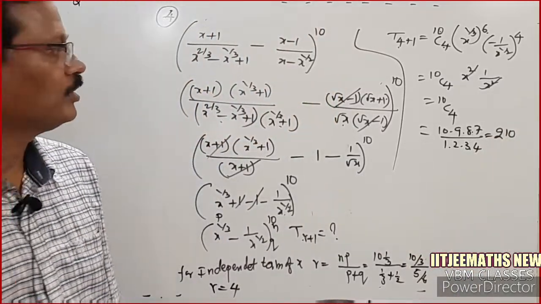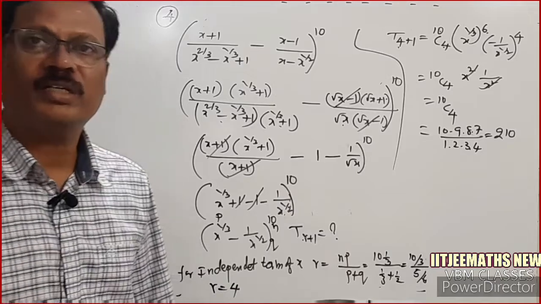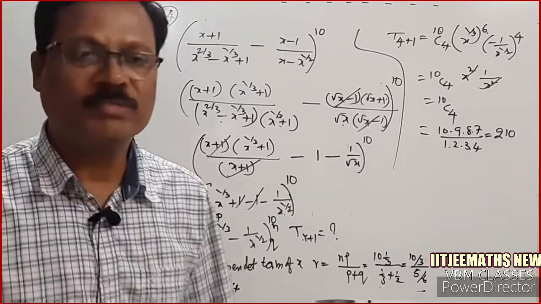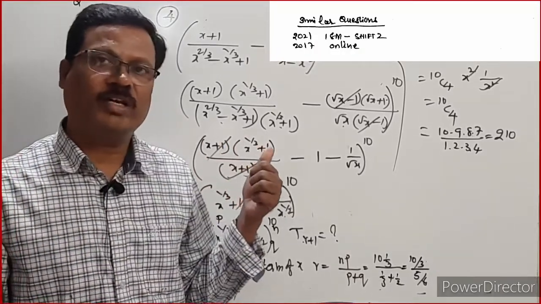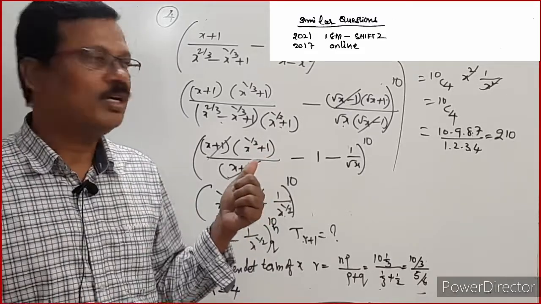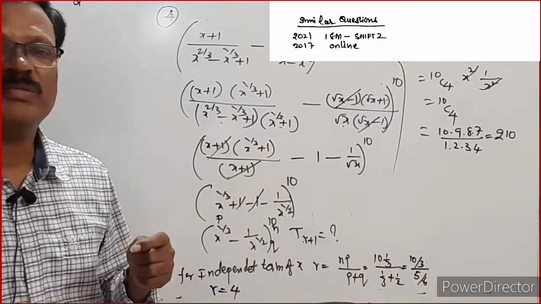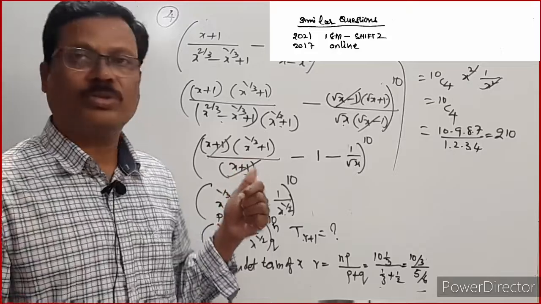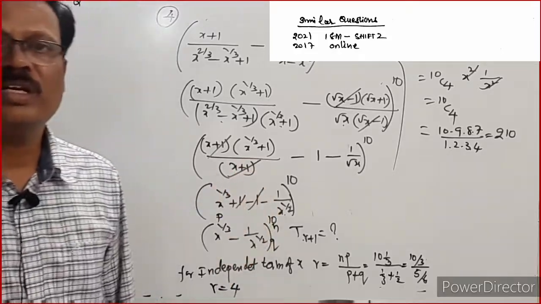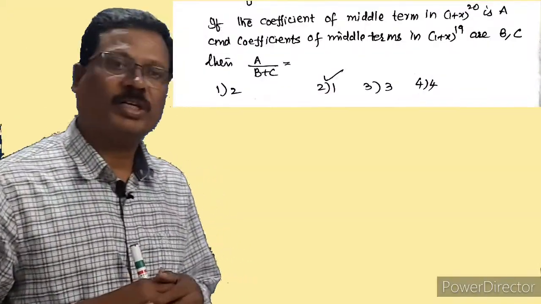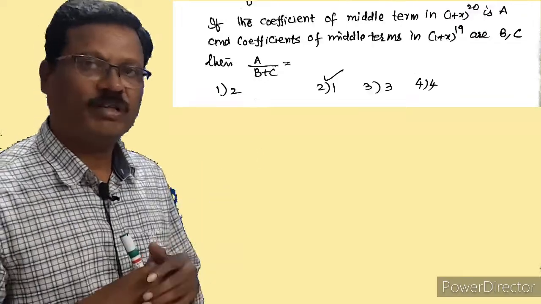Okay. Now in the options, 210 is there. This is very simple. In the 2021 18th March shift 2, one similar question was there. And one more problem in 2017 was also given. A polynomial theorem problem is there. This is the fifth one.